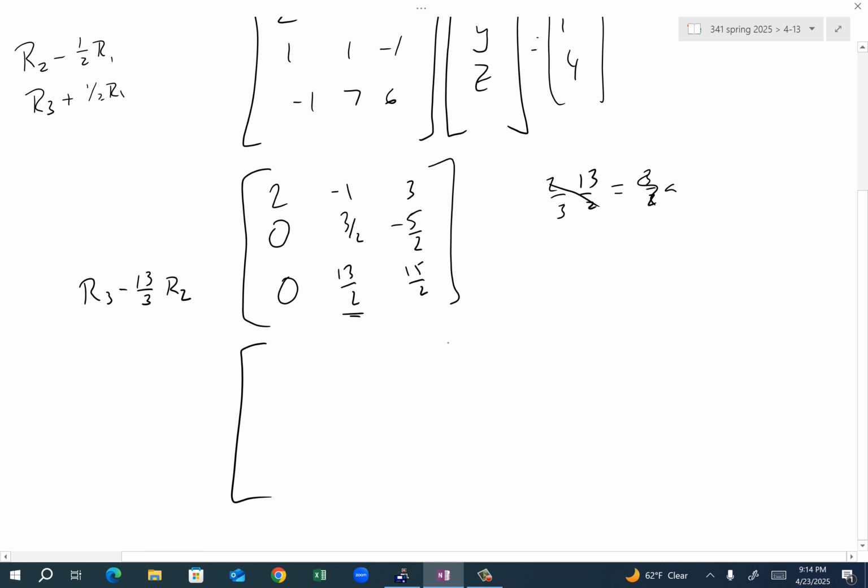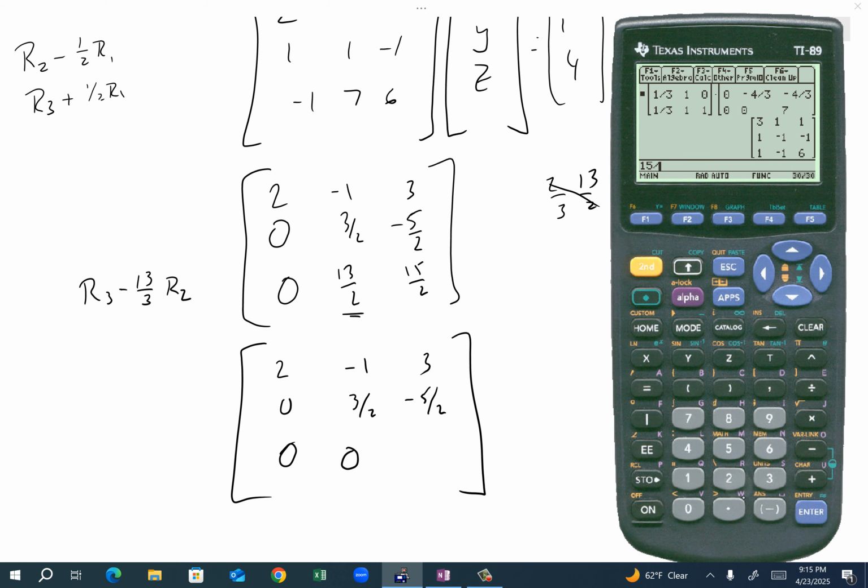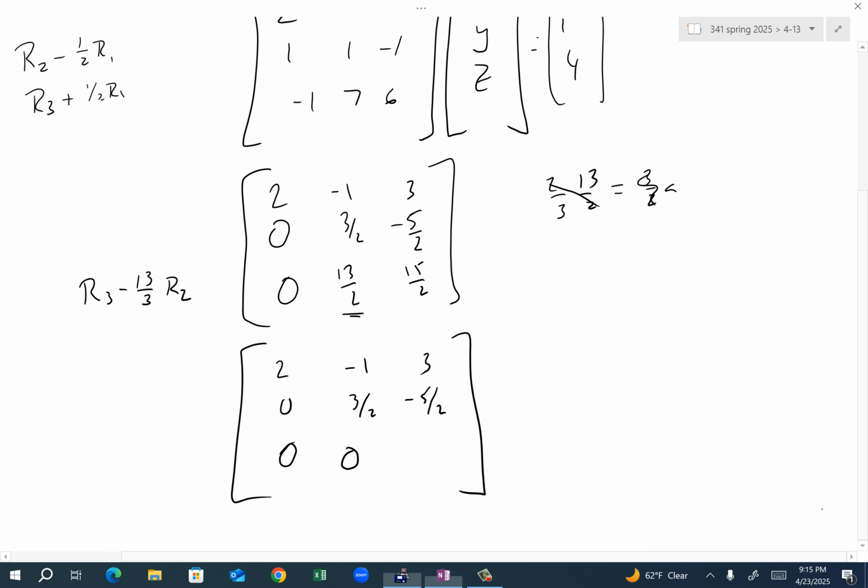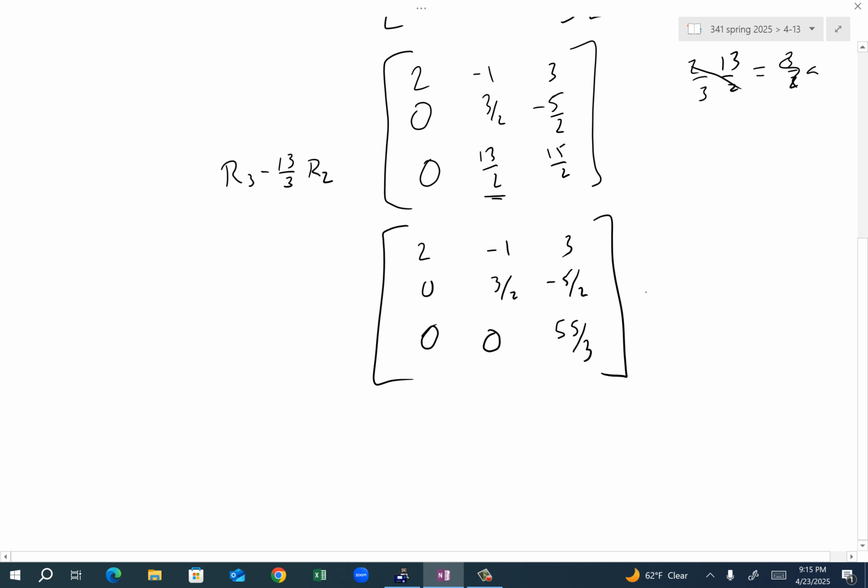And so, again, this is not one that I can just do off the top of my head. Well, kind of I can, but it's hard. 0, 3 halves, negative 5 halves, 0, 0. Better be 0, or we're screwed. And then, of course, 13/3 times 15. Oops. Darn it. It's going to be 15 halves minus, right, 13/3 times negative 5 halves. And I get 55/3, of course, obviously. There it is, baby. So there's your U.